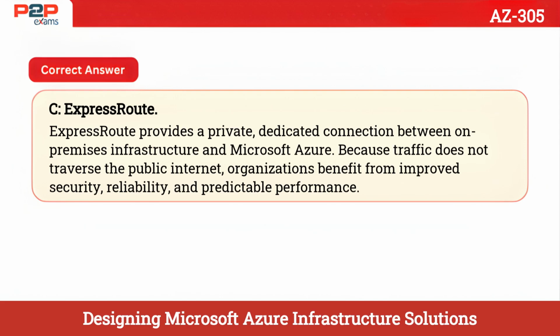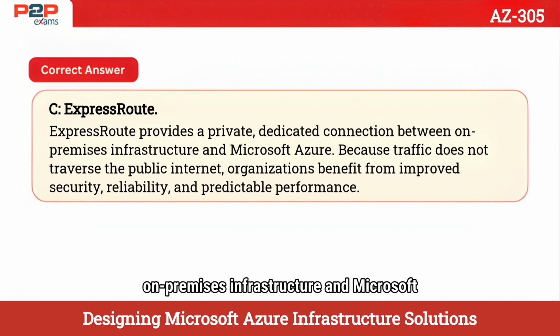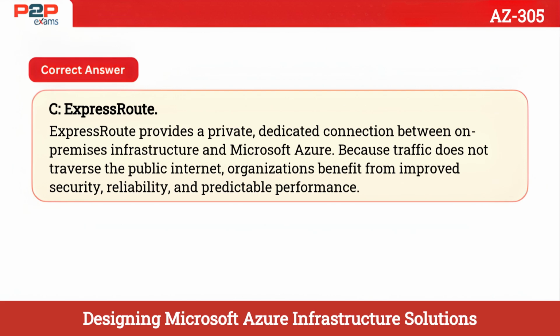Correct answer is C, ExpressRoute. Explanation: ExpressRoute provides a private, dedicated connection between on-premises infrastructure and Microsoft Azure. Because traffic does not traverse the public internet, organizations benefit from improved security, reliability, and predictable performance.